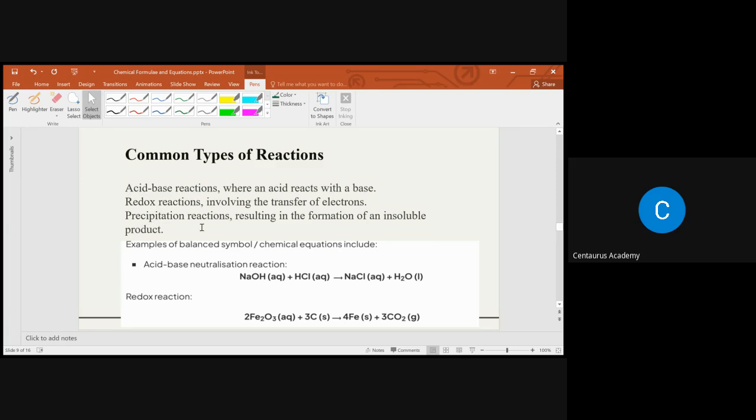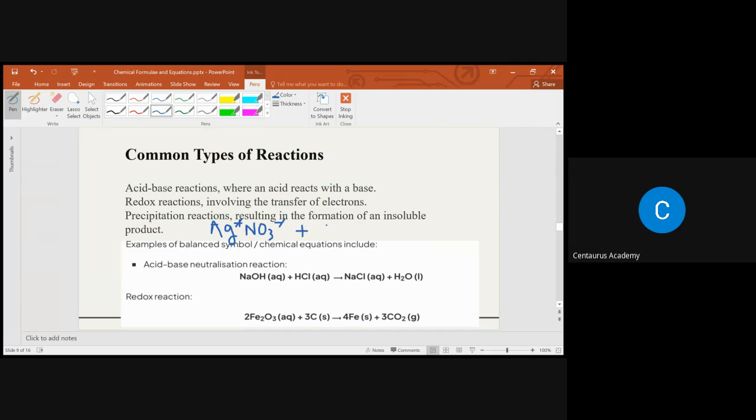Then you have precipitation reactions, which result in the formation of an insoluble product. For instance, silver nitrate is AgNO3. Ag is 1 plus, NO3 is minus. Both of them have the same valency, so they will be cancelled out. Whatever is left will be written.